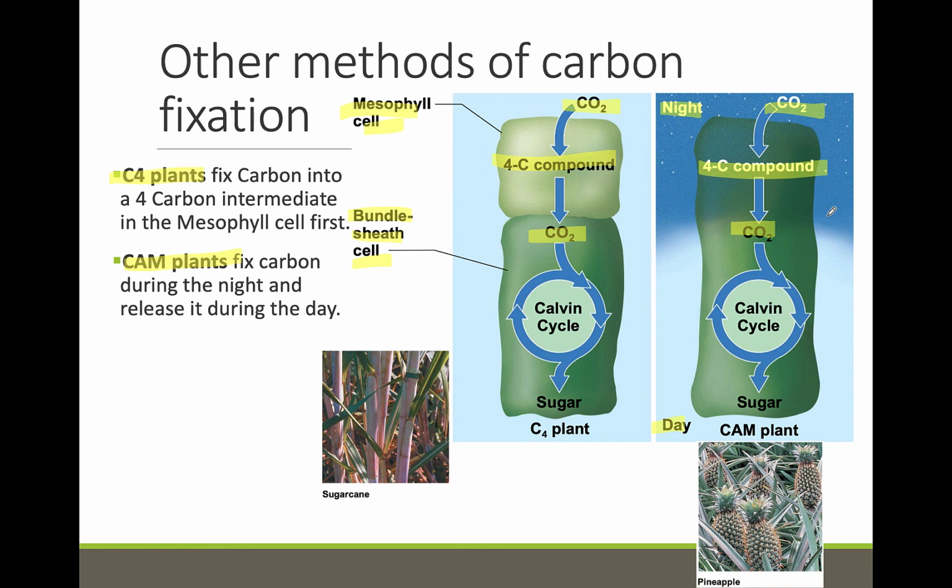Both of these methods fix carbon dioxide first into a 4-carbon molecule and then release it either in a different place or at a different time for rubisco to start the Calvin cycle.